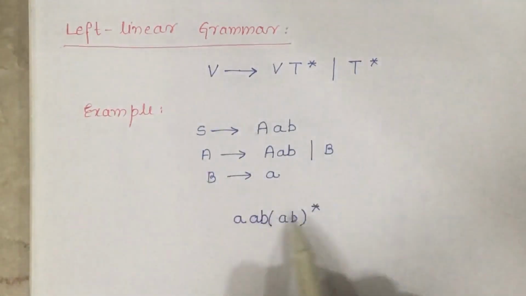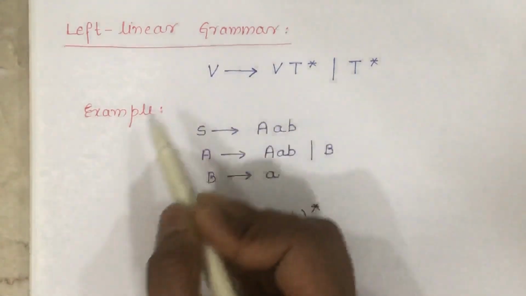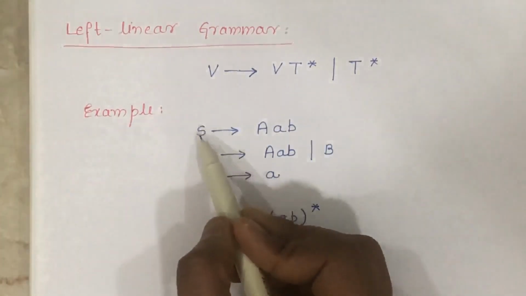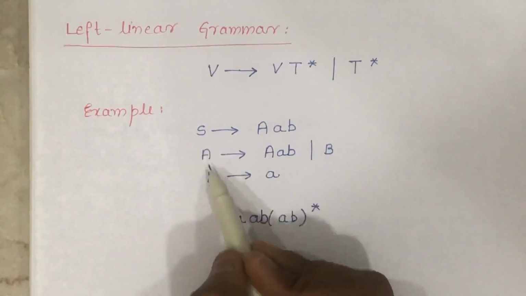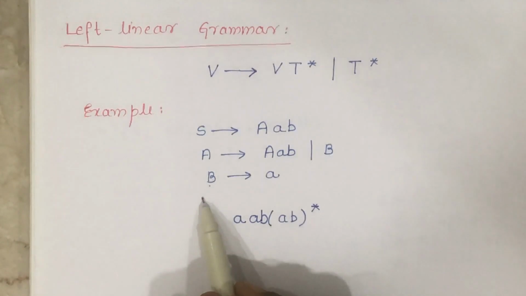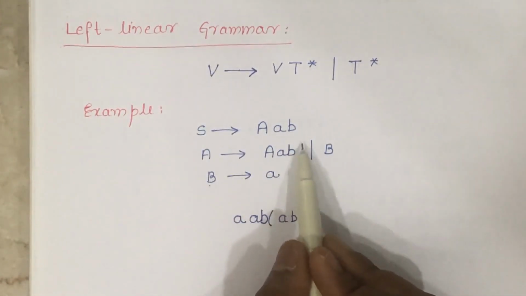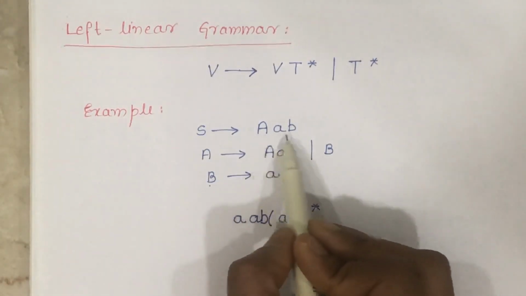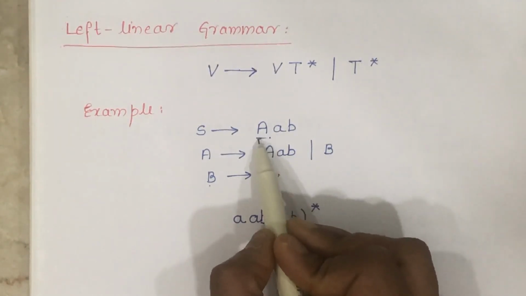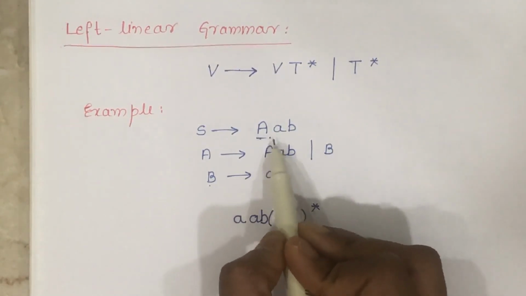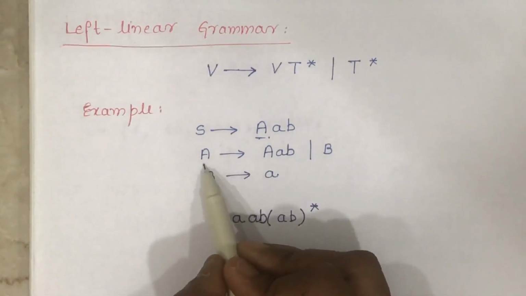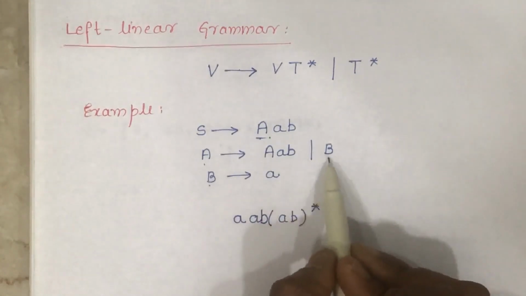Now this is an example of left linear grammar. Why is this left linear grammar? Because on left hand side of the grammar here we have only one non-terminal, and on right hand side what we are observing is that in this alternate there is only one non-terminal situated at the leftmost position followed by two terminals AB. Now this production rule has two alternates.